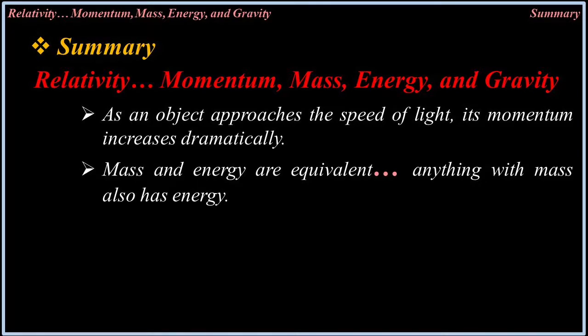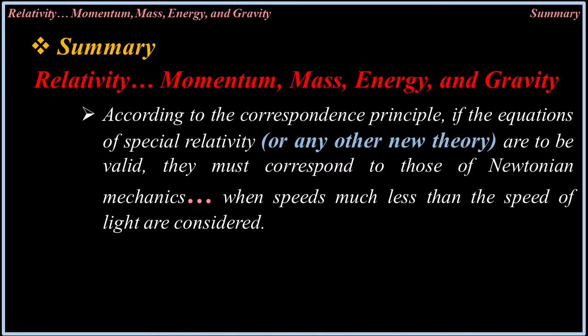Summary: relativity, momentum, mass, energy, and gravity. As an object approaches the speed of light, its momentum increases dramatically. Mass and energy are equivalent. Anything with mass also has energy. According to the correspondence principle, if the equations of special relativity or any other new theory are to be valid, they must correspond to those of Newtonian mechanics when speeds much less than the speed of light are considered.